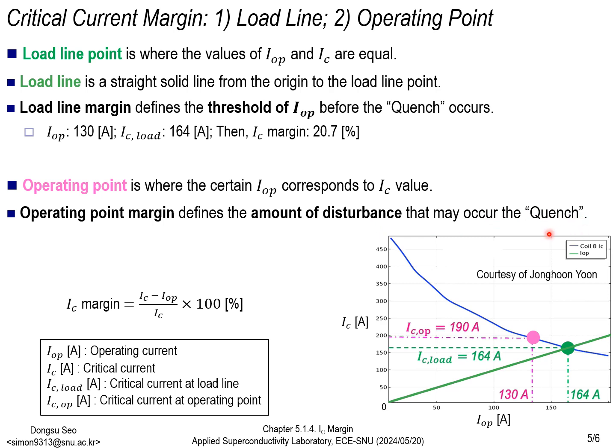After plugging into the critical current margin equation, the result is 31.6%, with the operating point margin having more current margin. However, it is significant to note that there is a high tendency to use load line margin for actual magnet operation.